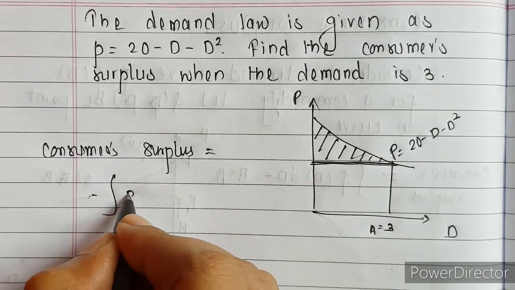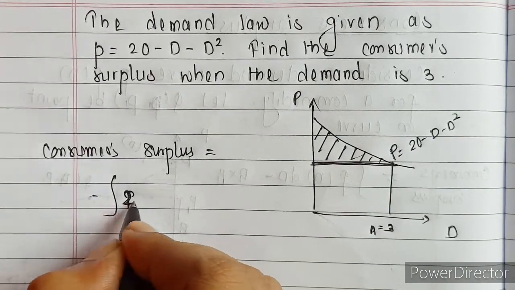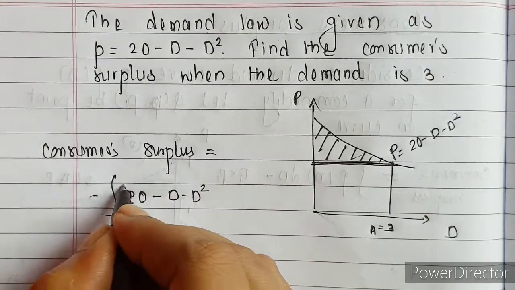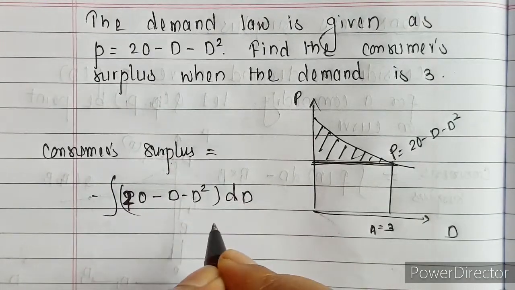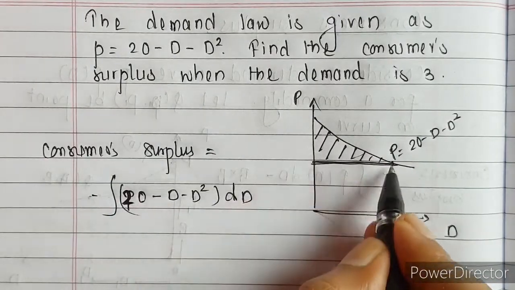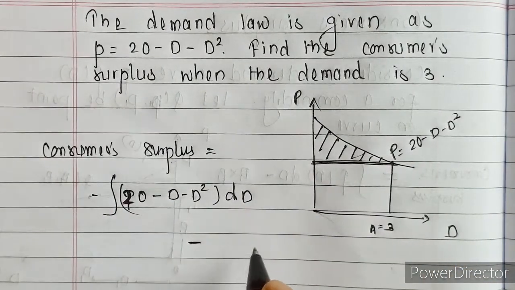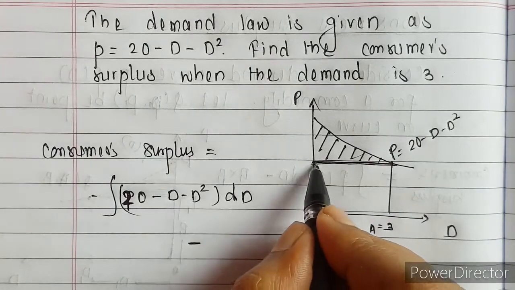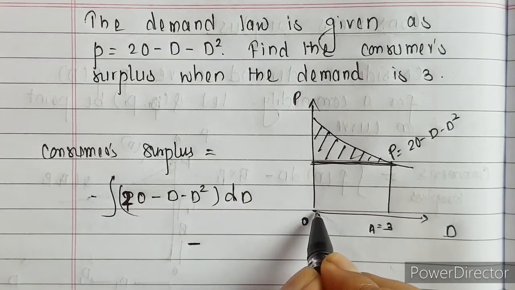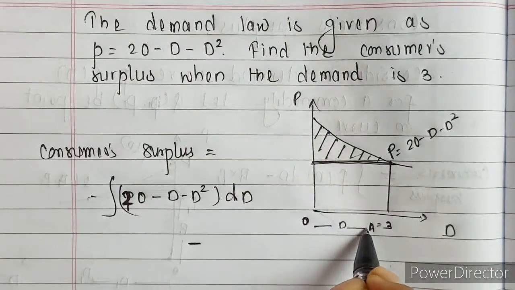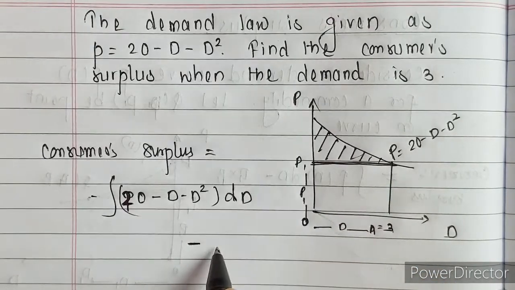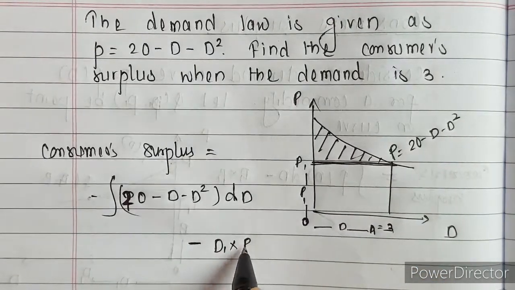It is 20 minus d square. We integrate this with respect to d to get the area under this curve. And from the area under this curve, we subtract P1 into D1, the area of the rectangle. Suppose this is the origin, so this will be D1 and this is P1. So we have to subtract D1 into P1.